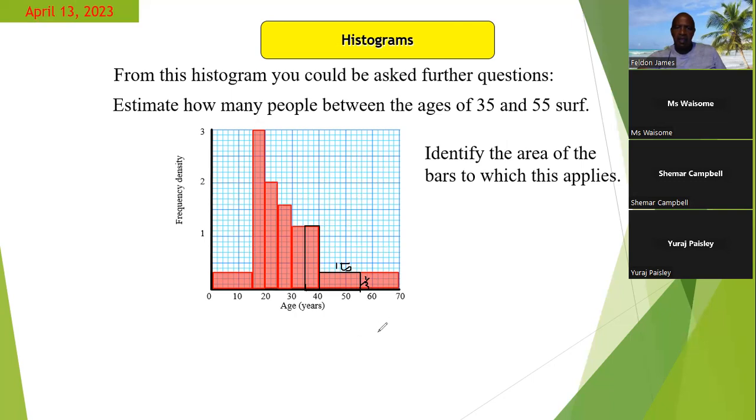Right? And then we would have to find the width of this bar from 35 to 40. The width of this would be what? 5. And the height of this bar would be 1.2, I think, sir. You got it.